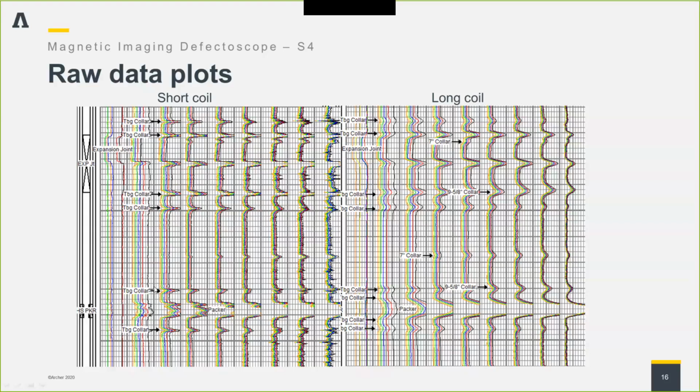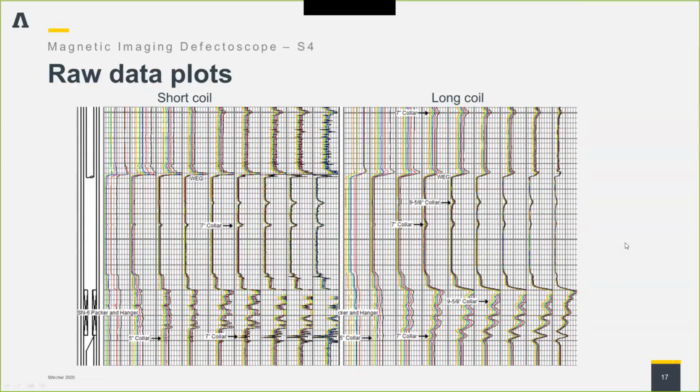But again, we can pick out all of the features, tubing collars, and the expansion joint shows up quite well, so we can actually see what stage of the travel it's at. The long coil again also picks up everything, shows the difference in the expansion joint, but the resolution is not quite so good. But also here, the packer shows up very well, as it does on the short coil, but the packer is very, very much more massive in terms of metal. So it actually shows up as a much larger signal.